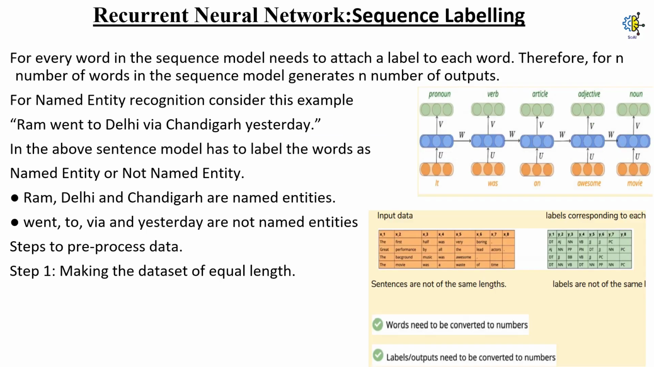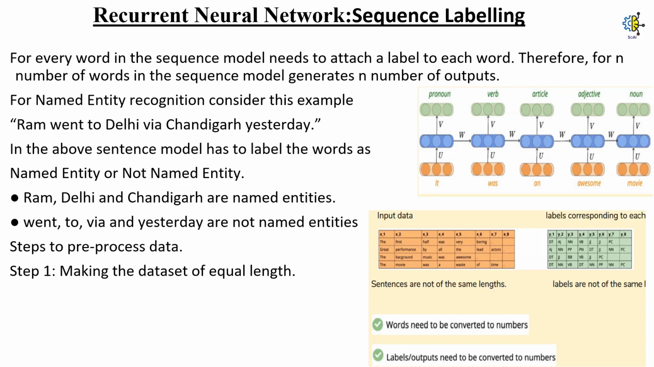Sequence labeling. For every word in the sequence the model needs to attach a label to each word. Therefore, for n number of words in the sequence, the model generates n number of outputs. For named entity recognition, consider this example. Ram went to Delhi via Chandigarh yesterday. In the above sentence, the model has to label each word as named entity or not named entity. Here, Ram, Delhi and Chandigarh are named entities. Went, to, via and yesterday are not named entities.